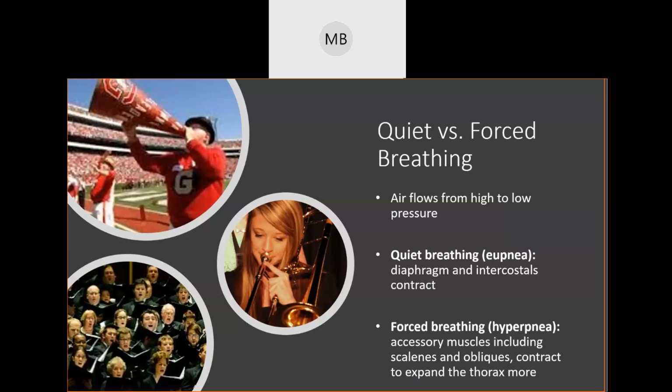So forced breathing is what I'm doing now as I'm speaking to you, because I know when I have to breathe in, and I know when I have to breathe out, because I'm forcing myself to breathe out in order to speak to you, right?